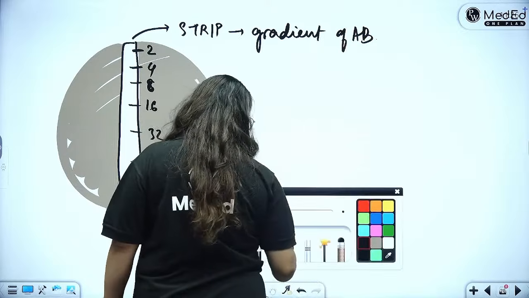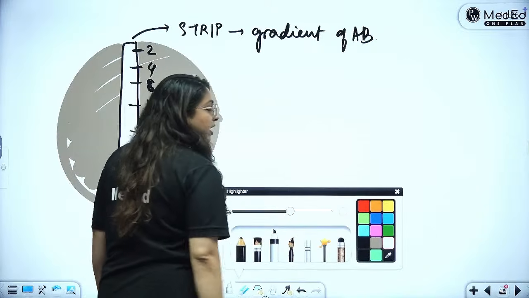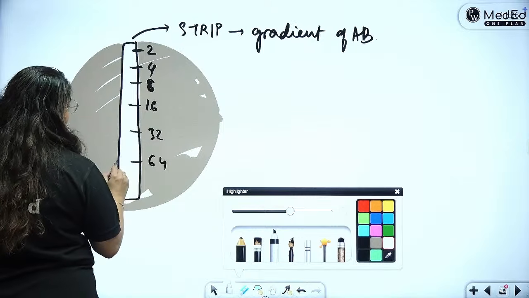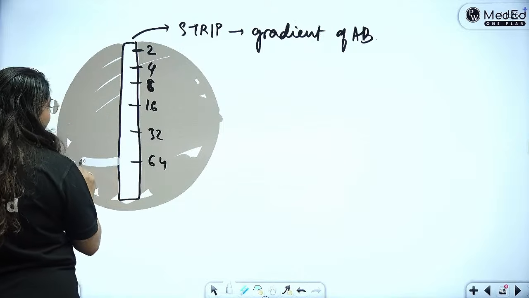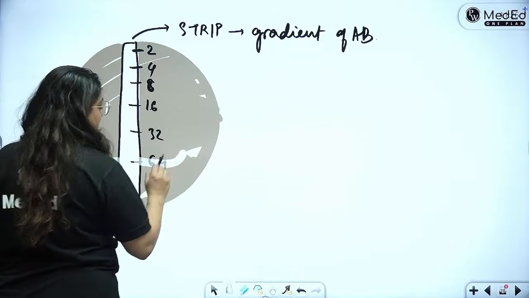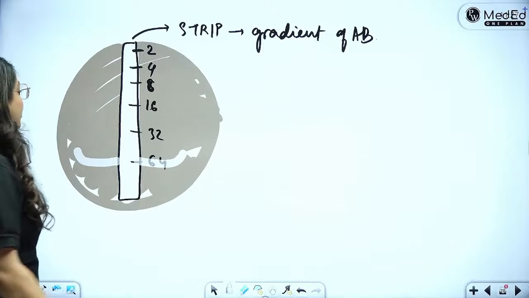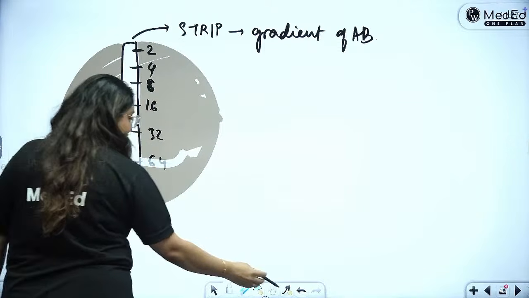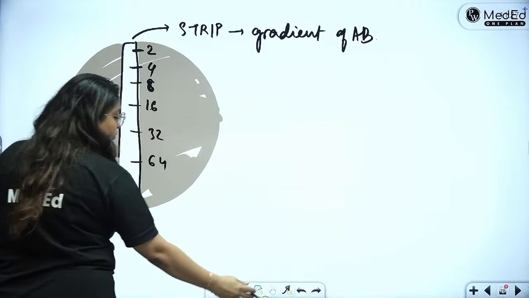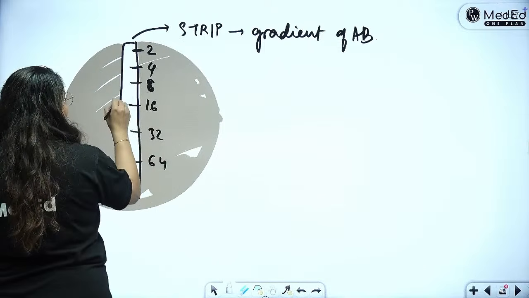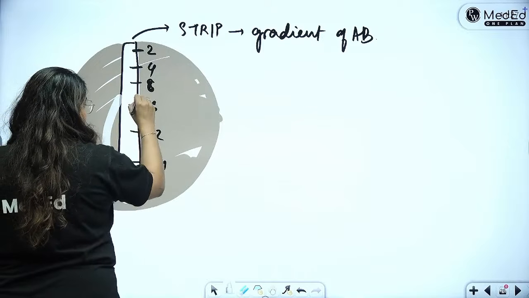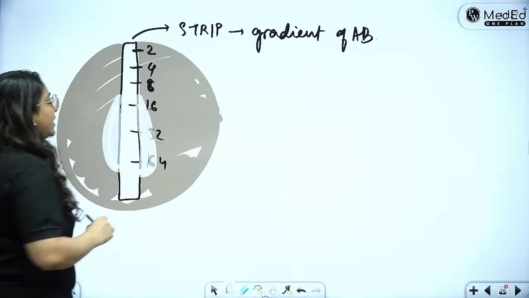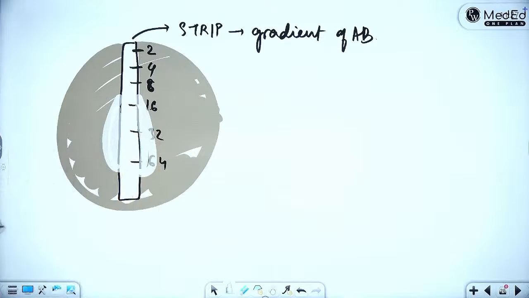How will the zone of inhibition form? Suppose the bacteria was very much scared of 64 micrograms. So of course there will be a huge zone of inhibition around it. As I move towards lower concentration, the bacteria will not be much scared. So the zone of inhibition is not going to be there. So I will get something which looks like this. Yes, so we get this kind of oval or elliptical zone of inhibition around the strip.